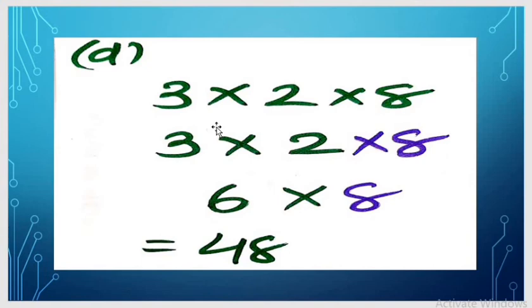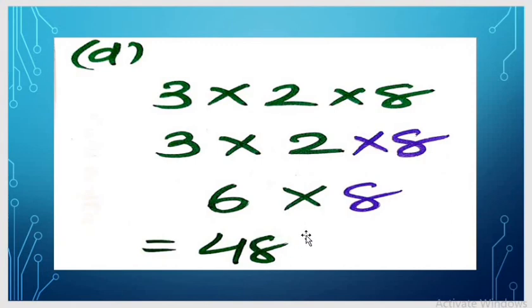So 3 2s are how many? 6. Multiply by 8 as it is. First of all we do these two digits, then multiply by 8. 3 2s are 6. So we write here 3 2s are 6. Got my point, all students? Then I multiply by 8. So 6 8s are how many, all students? 6 8s are 48. Understood?